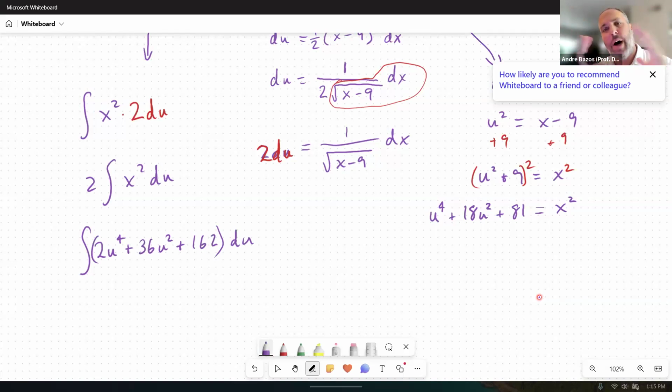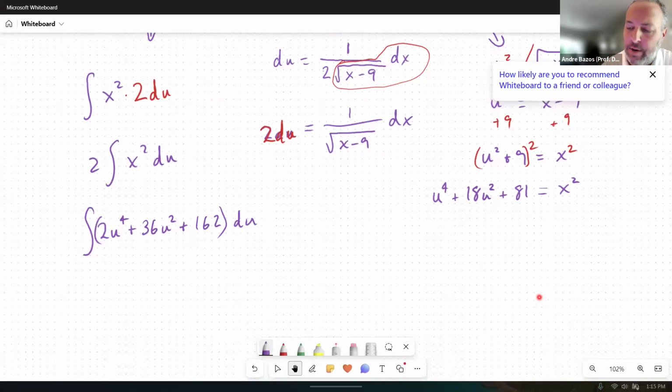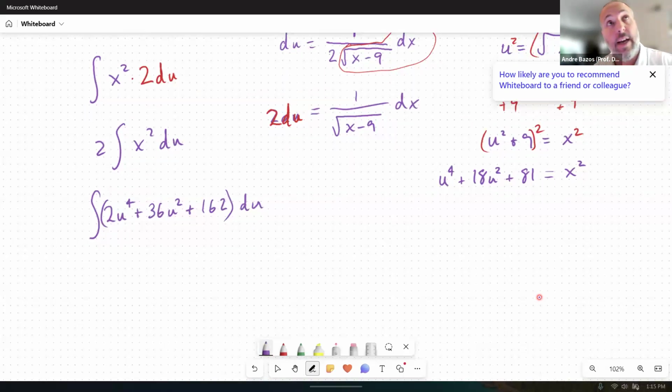It is just a polynomial that we can now use our integral rule for a power function on. So to do that, I'm going to have 2u, my new power is going to be 5, I'm going to divide by 5. I'll have 36 u to the 3rd power, I'm going to divide by the new power, which is 3.